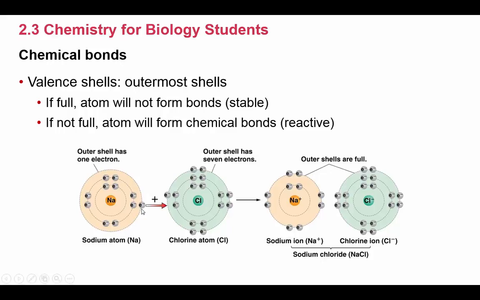Now again, remember, in shells 2 and 3, their magic number is 8. So if they only have 1 in the outermost shell, but they need 8, we would consider this to be a reactive atom. It's going to look to bind with something else in order to gain the magic number.